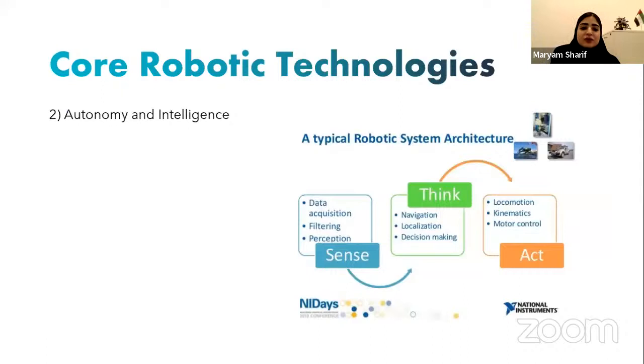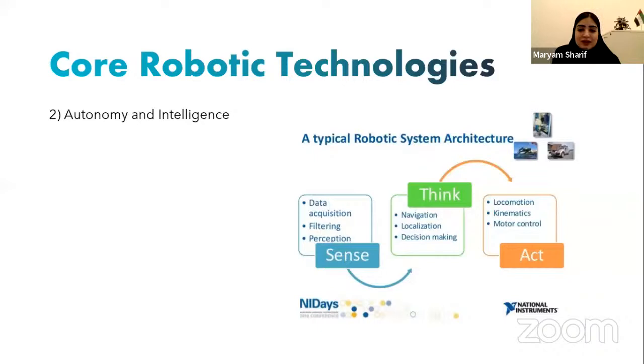About autonomy and intelligence, this is where artificial intelligence can come into play. A typical robotic system architecture has three parts: sense, think, and act. Sense is to do the data acquisition, filtering and perception, to know what's around it. Then it has to think about what it has gathered, to do, for example, navigation, localization, and decision making in order to decide what to do. And then that goes into act, which covers local motion, kinematics, and motor control. So it has to take an action at this stage.